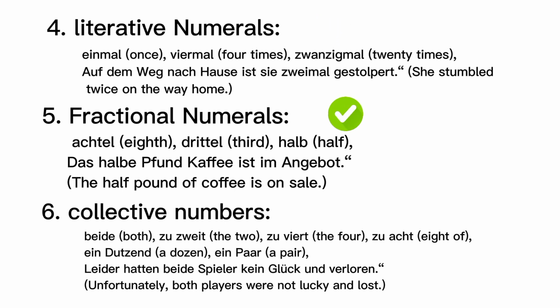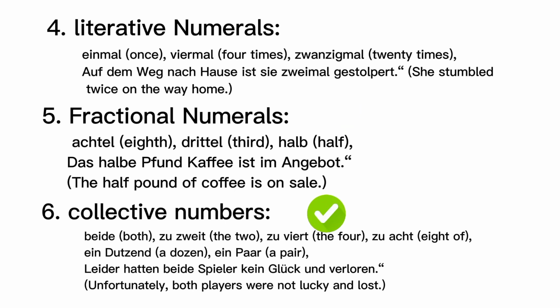Then we have fractional numerals. In fractional numerals, we use numbers in fraction like a third, half, 1/4, etc. For example, the half pound of coffee is on sale. So here, half pound is a fractional numeral.